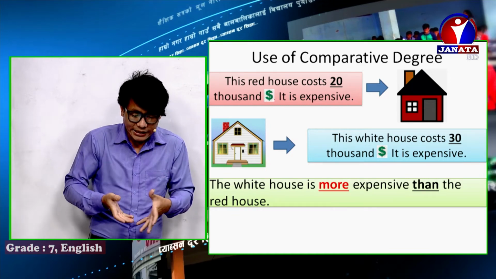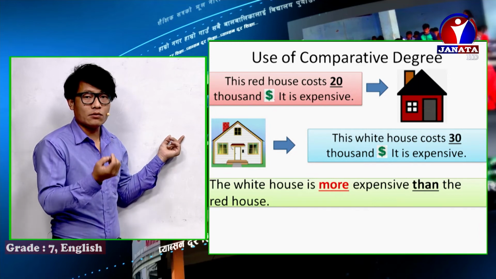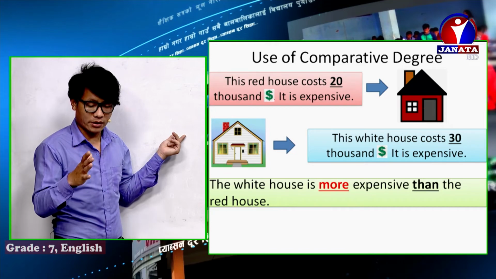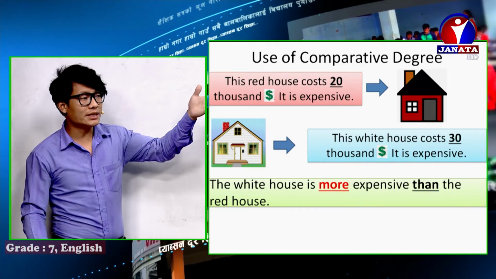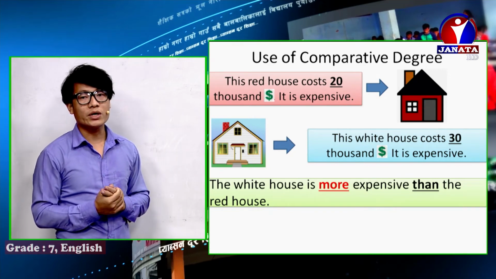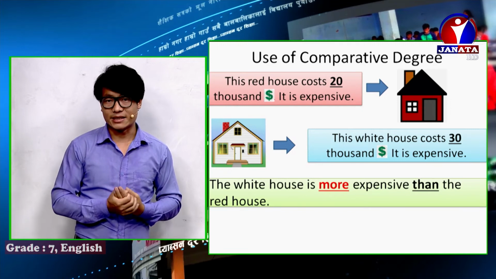So you can see here, expensive is a kind of adjective which takes "more" or "less" to be comparative. Okay, so the White House is more expensive than the Red House. This is how we use the comparative degree in a sentence.